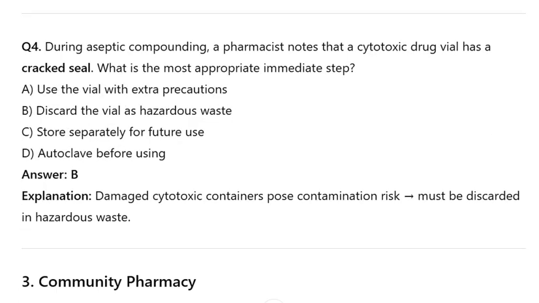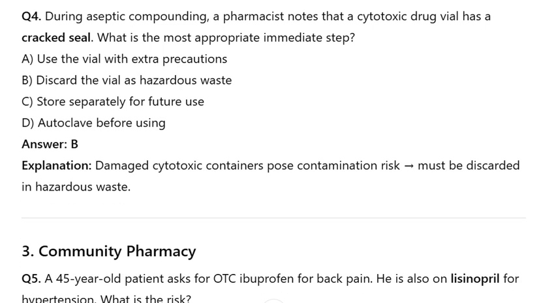Q4. During aseptic compounding, a pharmacist notes that a cytotoxic drug vial has a cracked seal. What is the most appropriate immediate step? A. Use the vial with extra precautions. B. Discard the vial as hazardous waste. C. Store separately for future use. D. Autoclave before using. Answer B. Explanation: Damaged cytotoxic containers pose a contamination risk and must be discarded in hazardous waste.